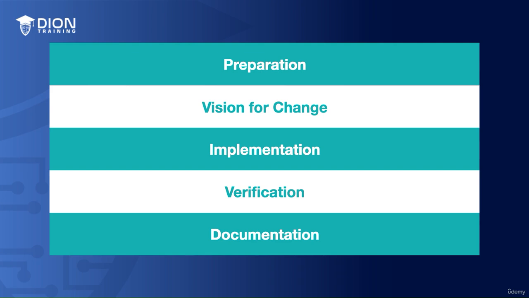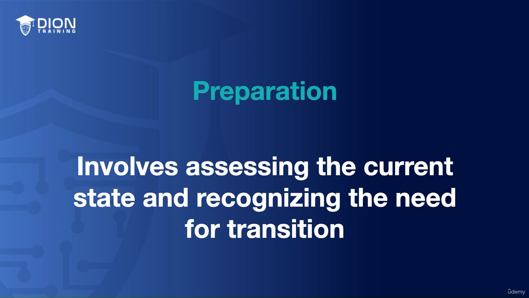Now, as you go through the change management process, you're going to see that there are 5 main steps to this process: preparing for the change, creating a vision for the change, implementing the change, verifying the change, and documenting the change. First, we need to prepare for the change.